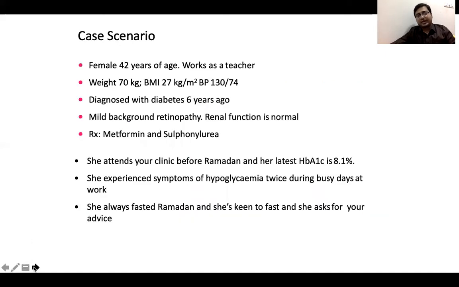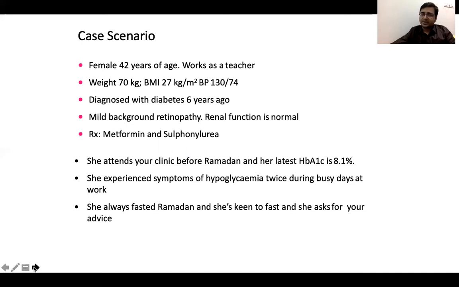So I'm giving you a case scenario to understand this kind of practice. A 48-year-old female who works as a teacher, of 70 kg weight, BMI of 27 kg per meter square, blood pressure of 130 by 74 millimeters of mercury, was diagnosed with diabetes 6 years ago. She has been taking medications. She has background diabetic retinopathy. However, her renal function is normal. She is currently on metformin and sulfonylurea.